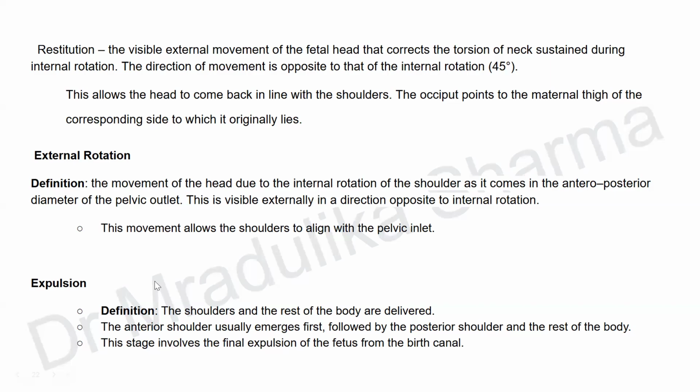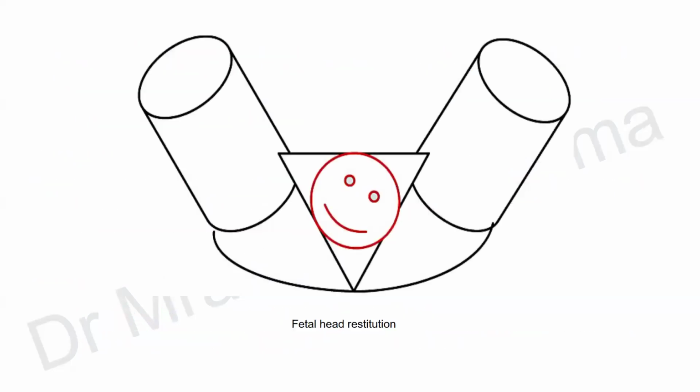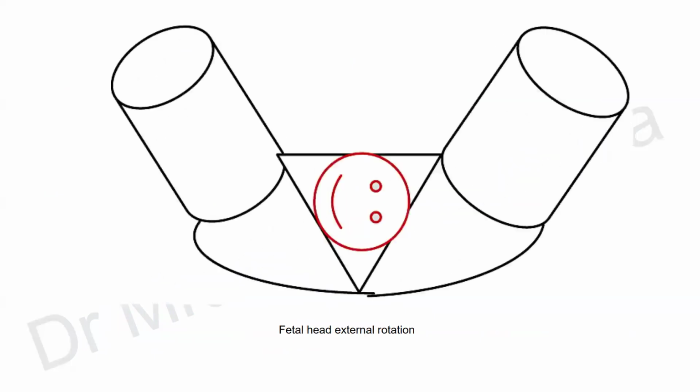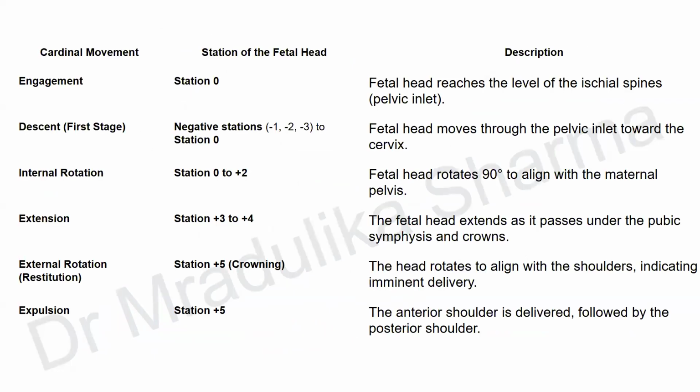Now the expulsion happens. Here the shoulders and the rest of the body are delivered. The anterior shoulder usually emerges first, followed by the posterior shoulder and the rest of the body. This stage involves the final expulsion of the fetus from the birth canal. Here the mechanism of labor, basically the 7 cardinal movements, is done. Now I can show you in the picture. This is the 45 degree rotation of the occiput only. And this is the rest of the 45 degree rotation of the axis or the head to complete this external rotation.